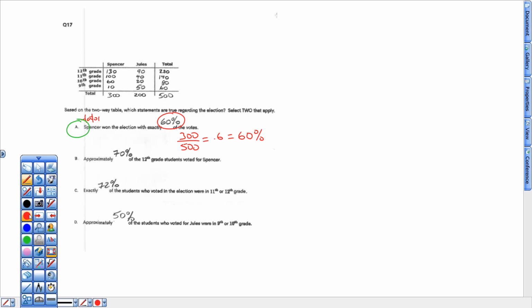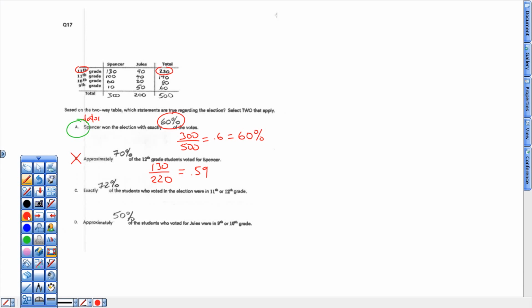So for this one, a little bit different. You're not looking at the total of the entire table. You're looking at the total of the 12th graders, which is that 220 number. And then you're comparing that to the number of 12th graders that voted for Spencer. So that would be 130. If I divide 130 divided by 220, that gives me 0.59, and I can see that is not approximately 70%, which would be 0.7. All right, next one.